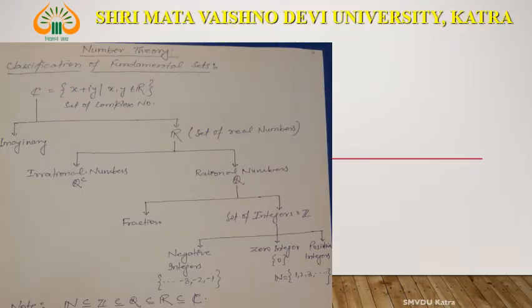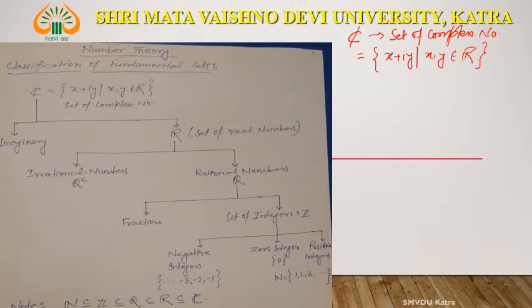In number theory, the classification of fundamental sets. Fundamental sets means the sets of natural numbers, rational numbers, integers, real numbers, complex numbers, right? The classification is as follows. This capital C is the set of complex numbers. An element of the set of complex numbers can be written as x plus iy. What is x, y? x, y are real numbers.